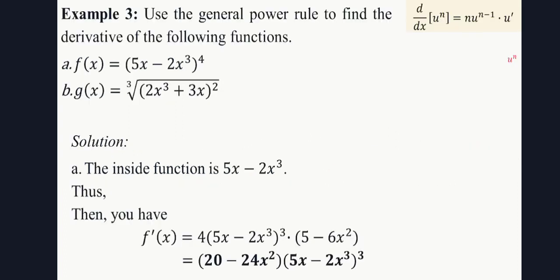Example. So, gamit tayo ng general power rule to find the derivative of the following functions. Letter A, f of x is equal to the quantity of 5x minus 2x cubed raised to 4. And then letter B natin is g of x is equal to cube root of quantity 2x cubed plus 3x squared. So, una natin kukunin yung letter A muna. So, our function is f of x. The inside function of letter A is what? Is 5x minus 2x cubed.